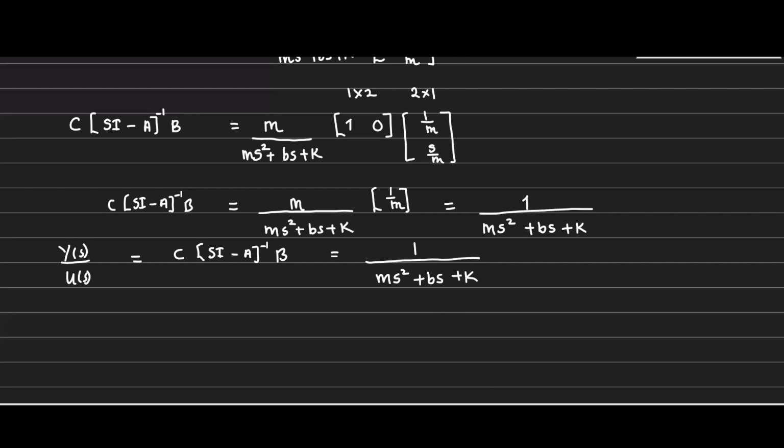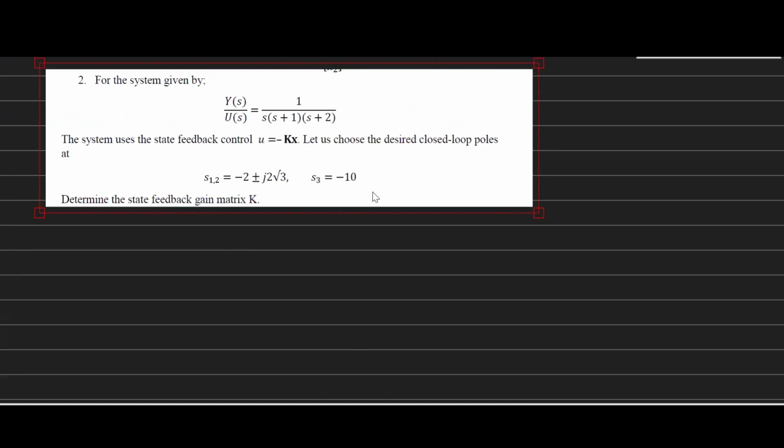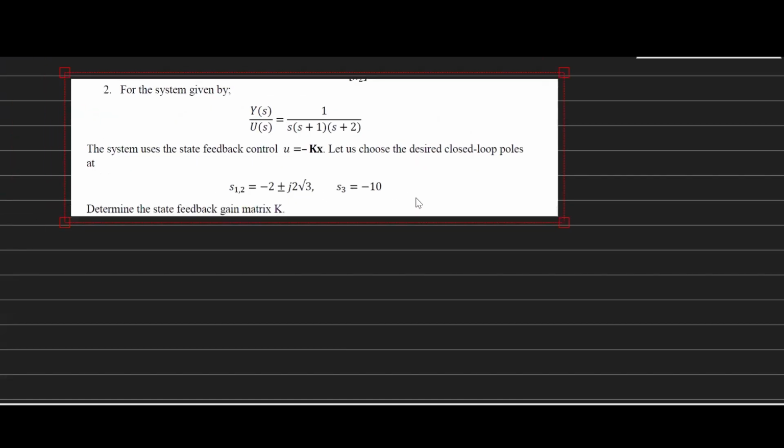Now let us look at the second problem that we have been asked to find. So this problem is on the pole placement method. Okay, so let me just share the question. Okay, so here's our second problem. So let us deal with it.